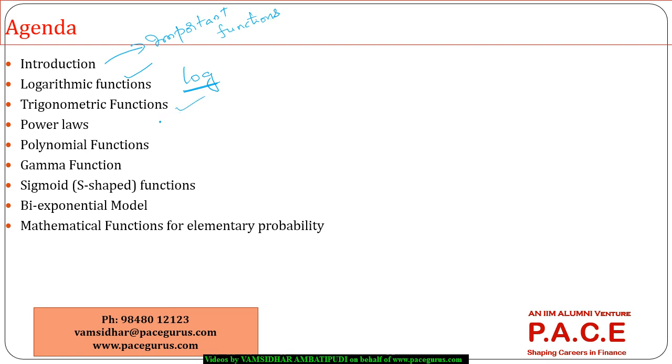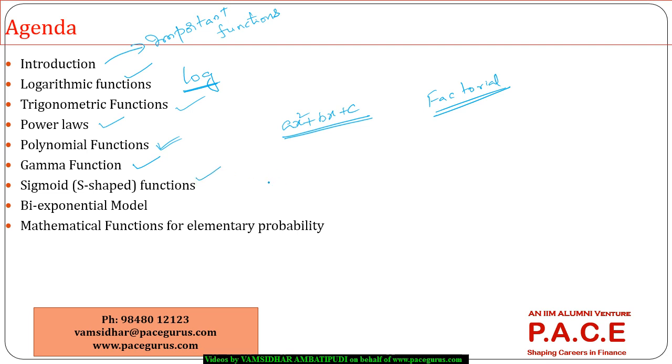We need to understand trigonometric functions, how to solve trigonometric problems using R, then power related functions and power related laws. Then we'll move on to understand polynomial functions like quadratic, ax squared plus bx plus c kind of forms. Quadratic and cubic all come under polynomial functions. Then a few important functions that are worth understanding, one being the gamma function, which has a specific meaning, which has something to do with the factorial as well. So we will understand the gamma function.